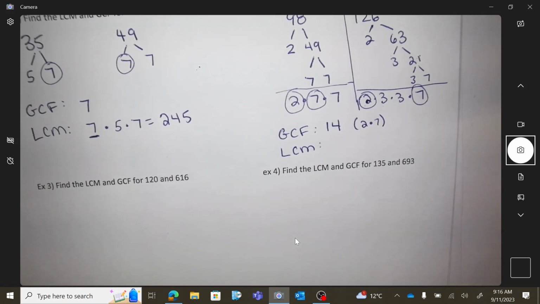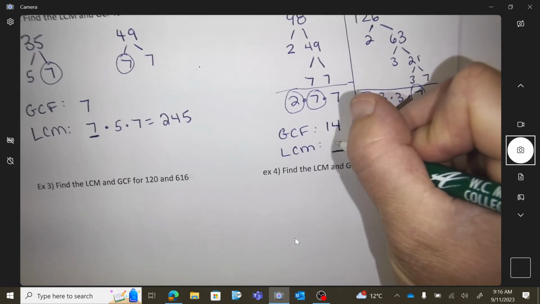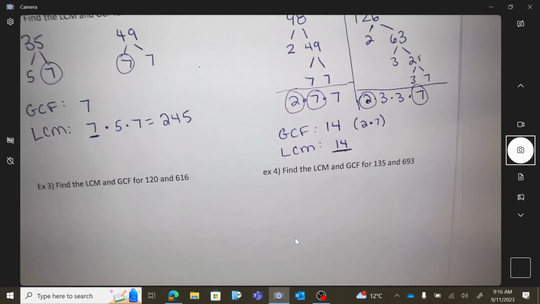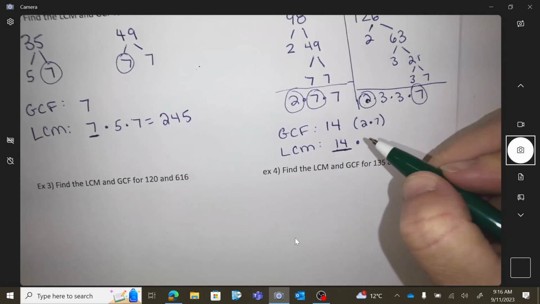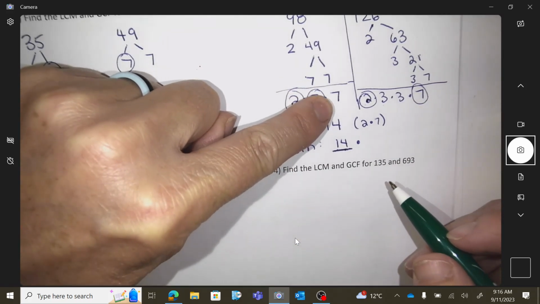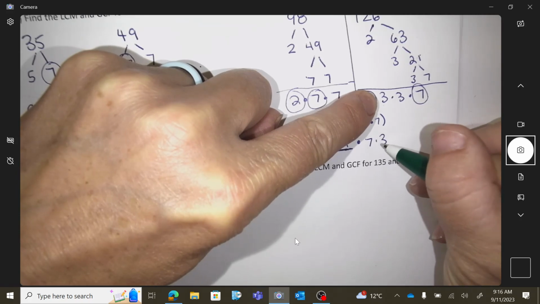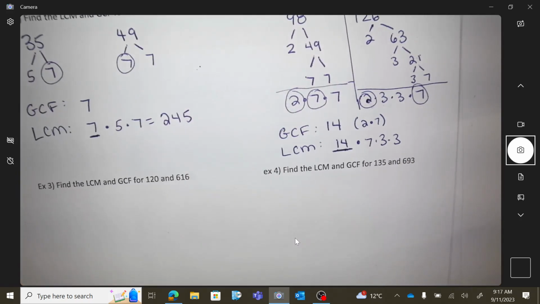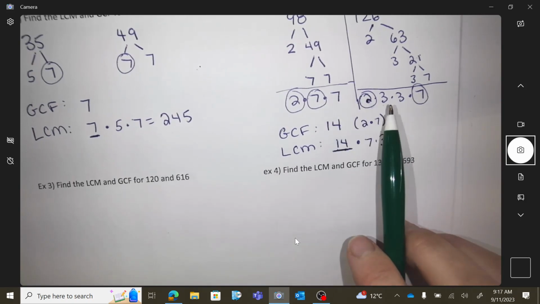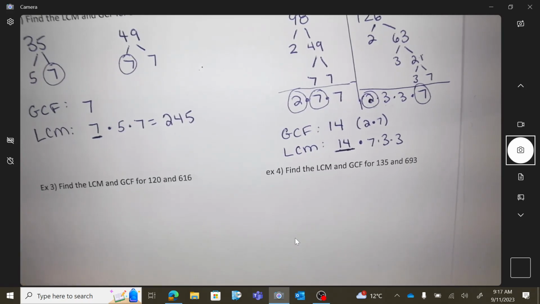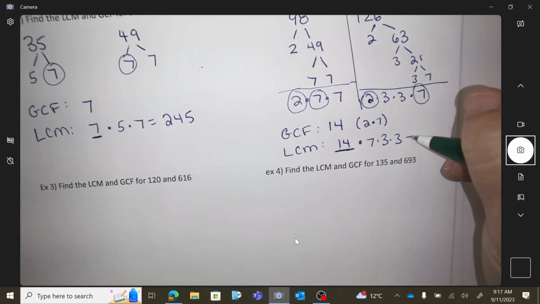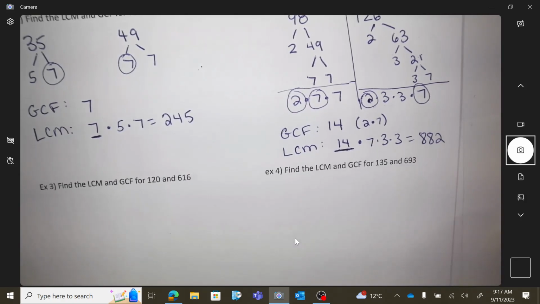And then the lowest common multiple is they both had a 14 in them. So I'm going to use 14. They both had 14 in them. Then everything else. So there's a 7 left over, a 3 left over, and another 3 left over. So everything that I didn't circle, I still have to multiply by. So 882 is the first number we run into where I could take 882 and divide it by 98.